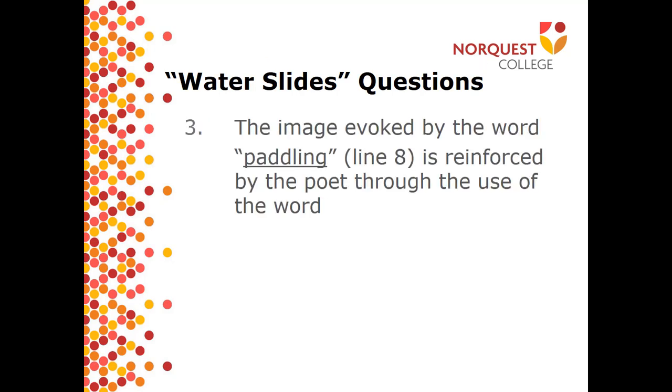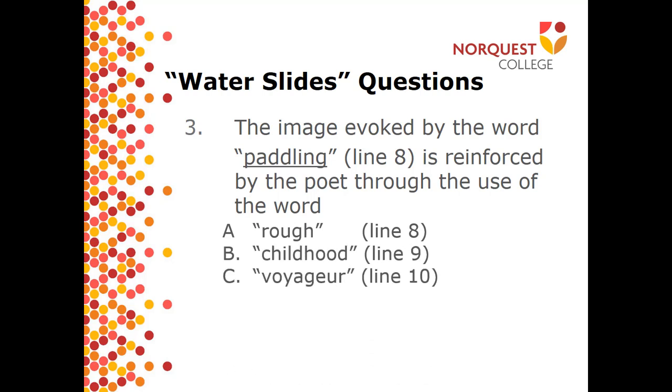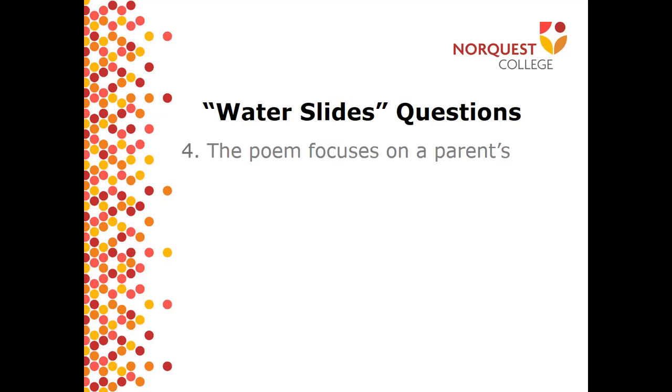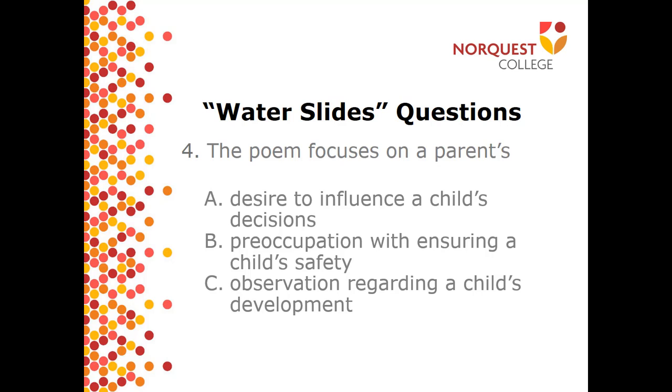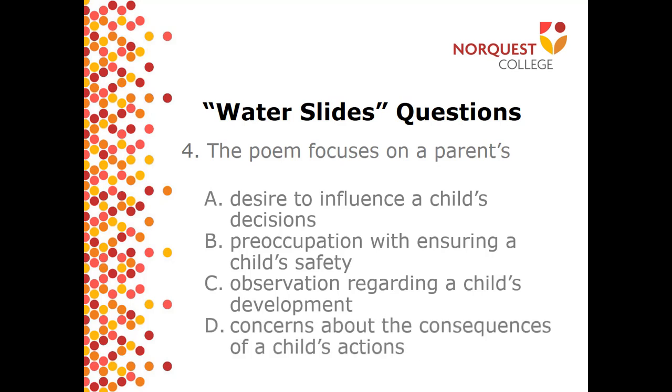Here's question number 3. The image evoked by the word paddling, line 8, is reinforced by the poet through the use of the word A. Rough, B. Childhood, C. Voyageur, or D. Slippery. And the final question is 4. The poem focuses on a parent's A. Desire to influence a child's decisions, B. Preoccupation with ensuring a child's safety, C. Observation regarding a child's development, or D. Concerns about the consequences of a child's actions.